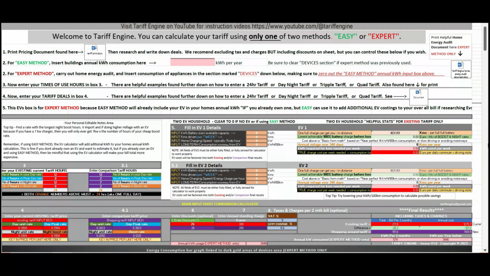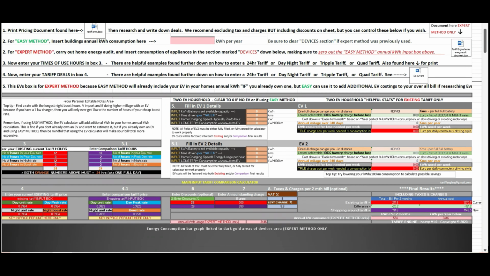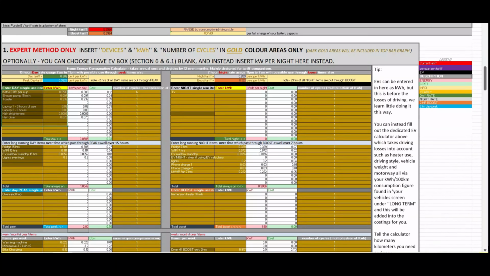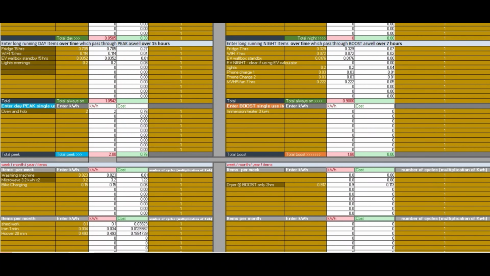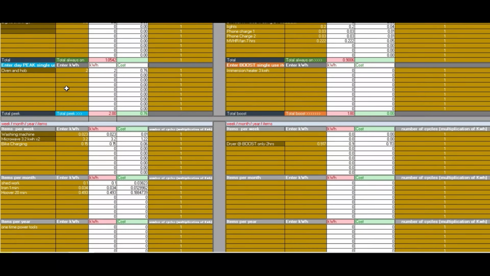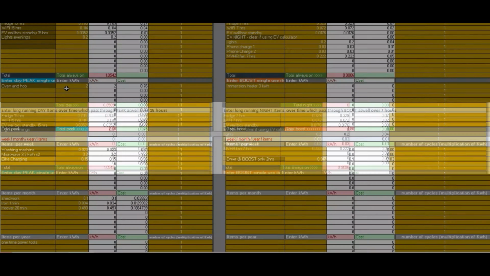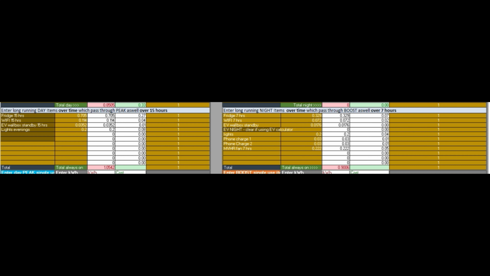Okay, let's discuss Tariff Engine Expert Method. The tariff calculator we just explored is the same. The main difference is we instead build up our annual usage via a comprehensive 24-hour audit by entering each device and its consumption. We can do this by entering devices into whatever time zone the device is used. But the calculator can also take into account tricky items that run 24 hours through all of the time zones.